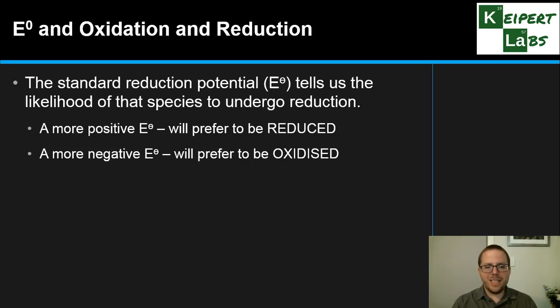So the idea is that standard reduction potential gives us an indication of how likely it is that a substance will undergo reduction. If we have a number that is more positive, it will prefer to be reduced. It will have the tendency to reduce. A more negative or less positive standard reduction potential will prefer to be oxidized, and is less likely to reduce.